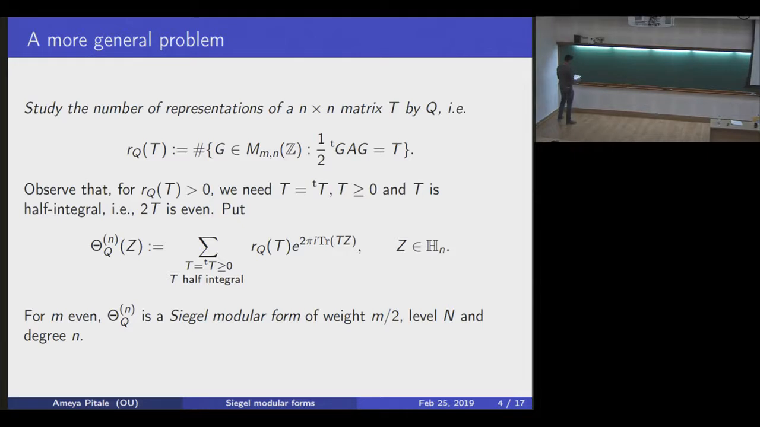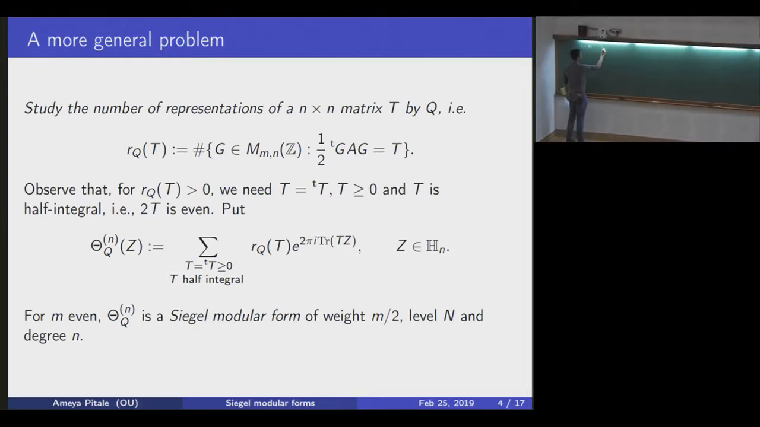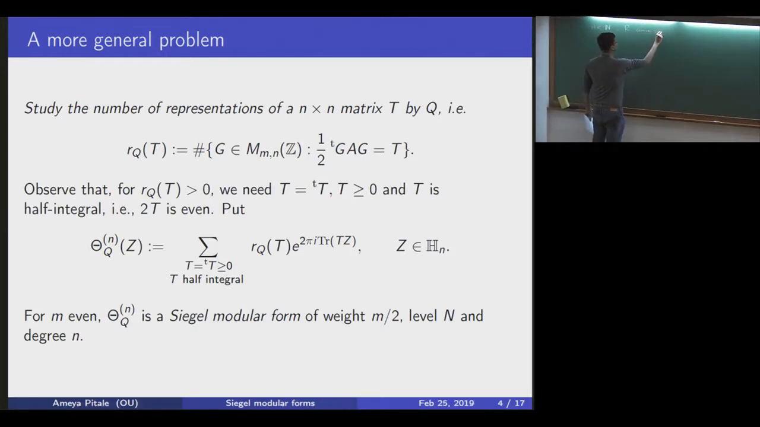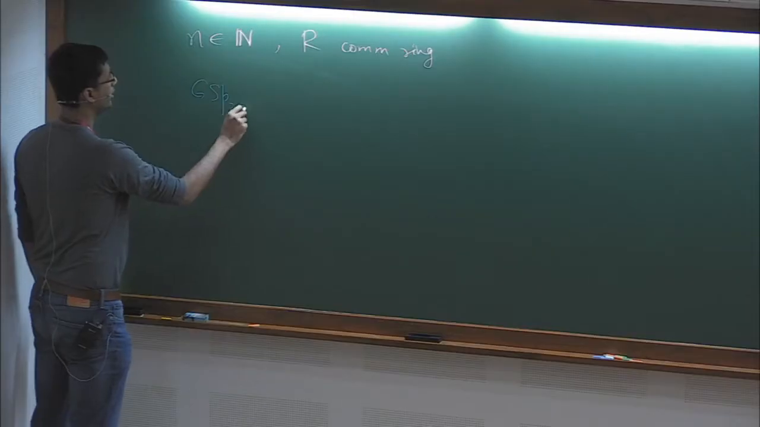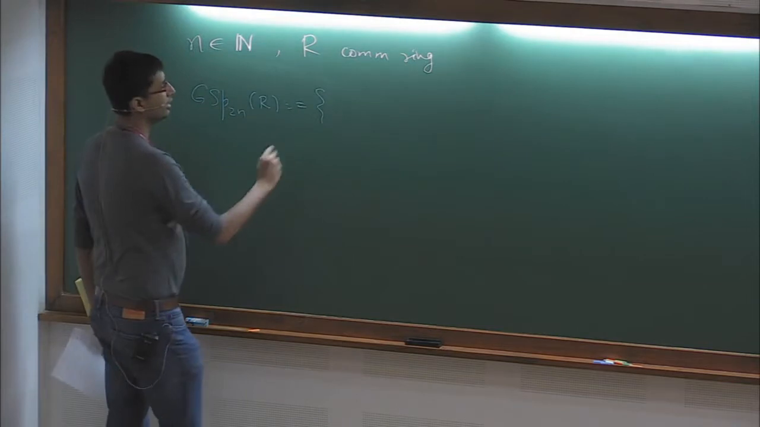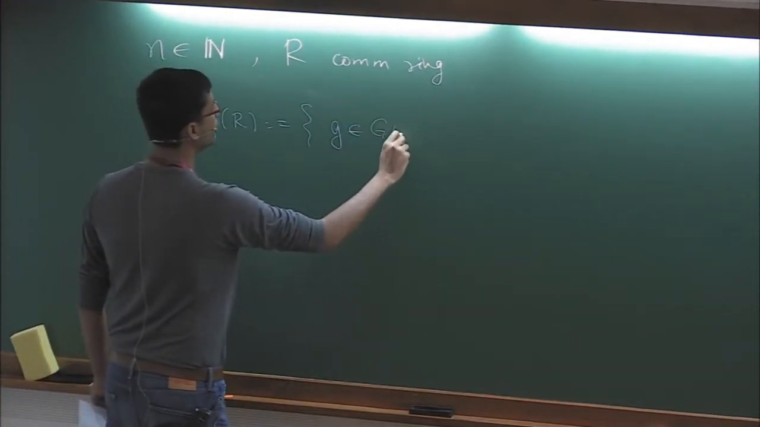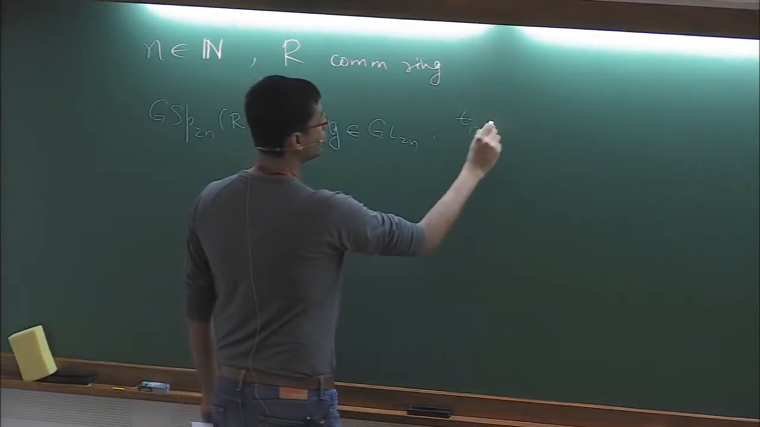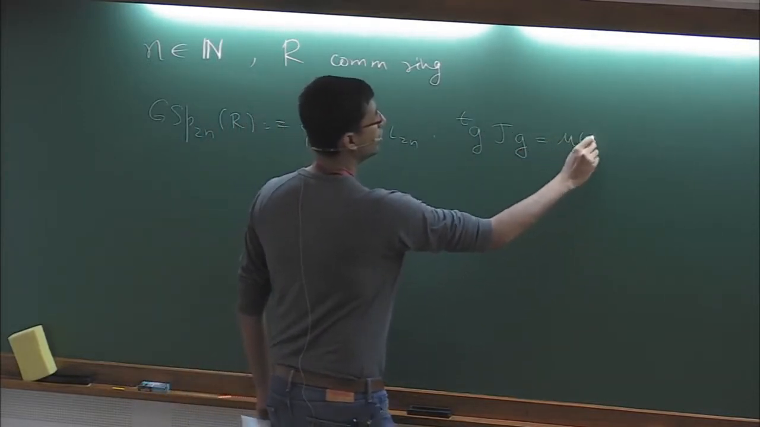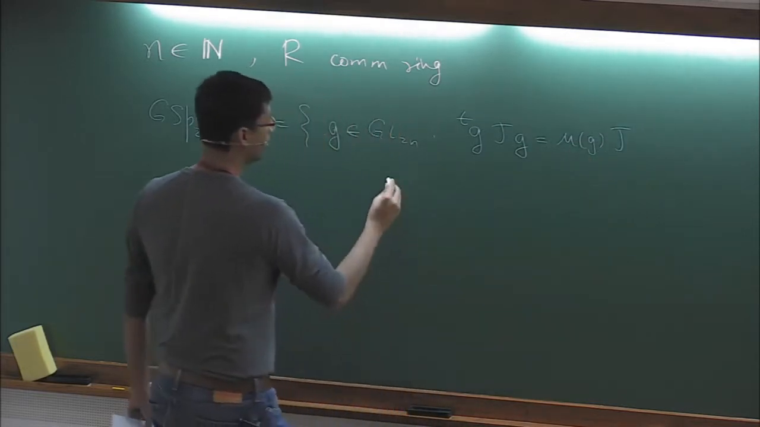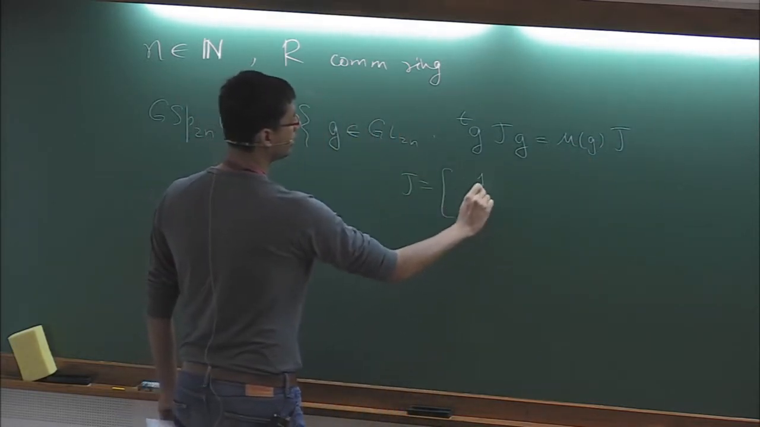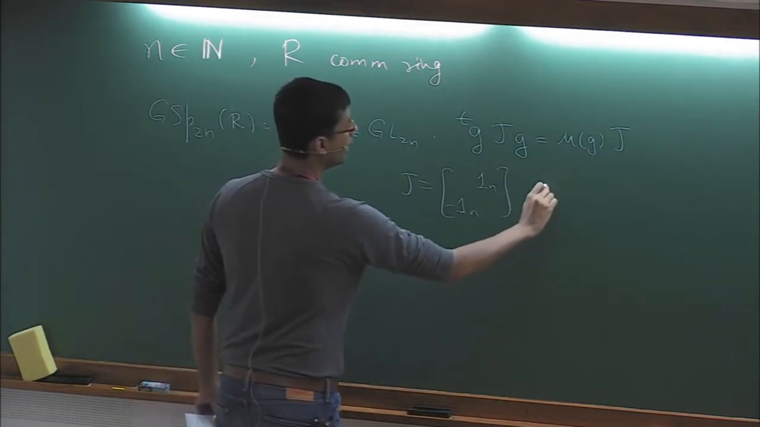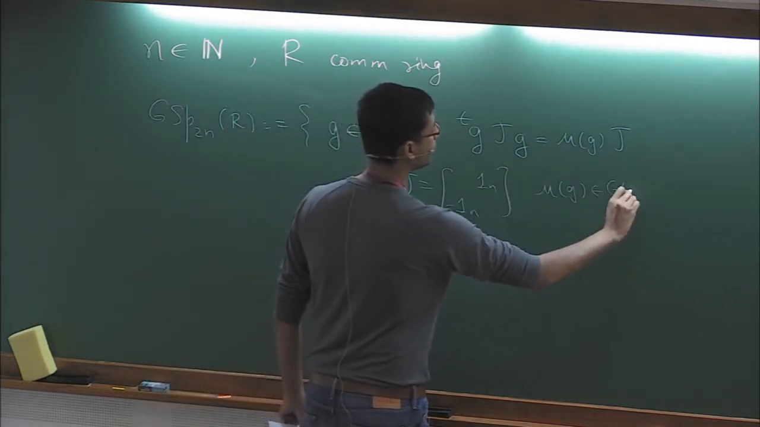So I want to start with a positive integer n. R is a commutative ring. And I want to first define my symplectic group, GSp_2n(R). This is the subgroup of GL_2n which preserves a symplectic form. So g transpose J g is mu of g times J, where J is the matrix given by this guy, and mu of g is in GL_1.